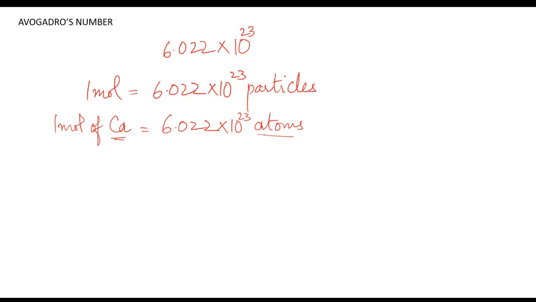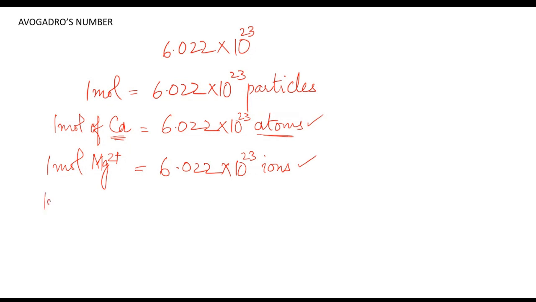Now check this unit. You will use this unit when you take 1 mole of any element. If I take 1 mole of magnesium ions, Mg2 plus, or 1 mole of Na plus, 1 mole of K plus, whatever ion, it is equal to 6.022 into 10 to the power 23 ions. So if you take an element, the unit will be atom. If you take an ion, the unit will be ion.